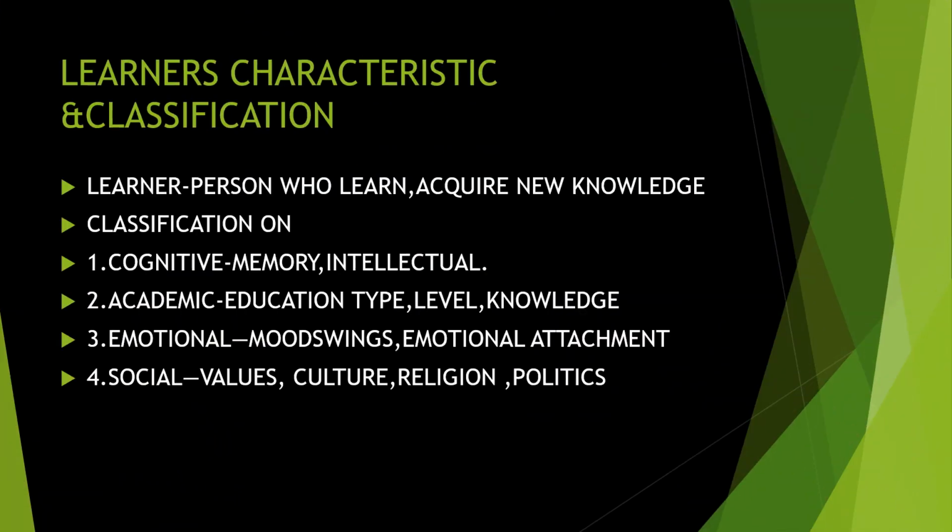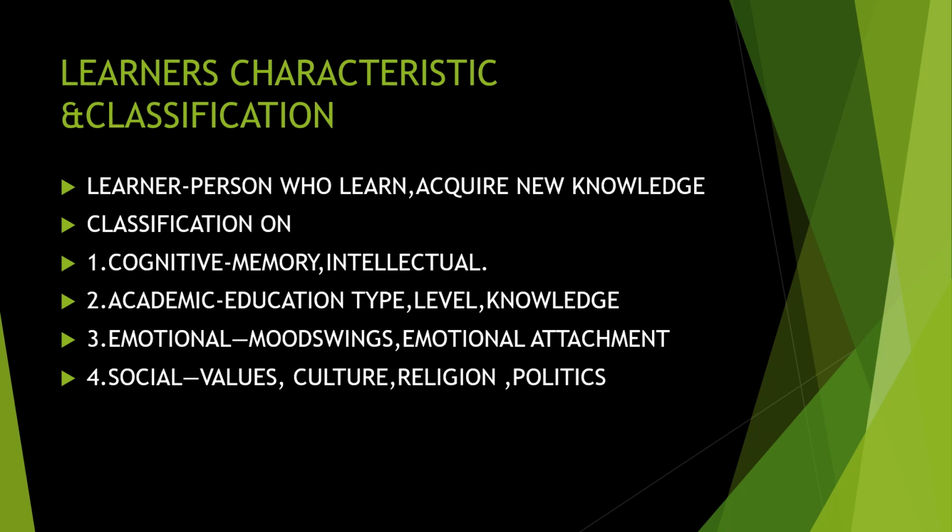Learner's characteristics and classification. Okay, learner. Who is a learner? A learner is a person who learns, who acquires new knowledge. Any person can be a learner. So now you are listening to my class, you are also a learner. That is, you are ready to acquire knowledge. Any person who is ready to acquire knowledge is a learner. There is no age barrier for that. And scientists have clearly divided the learners' classification. They have classified learners into four types.